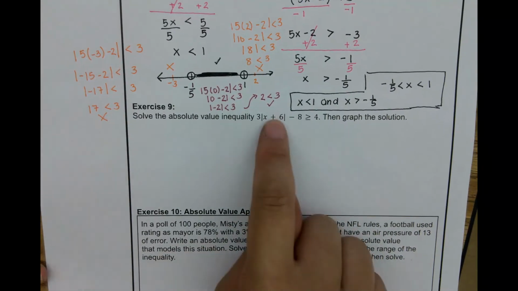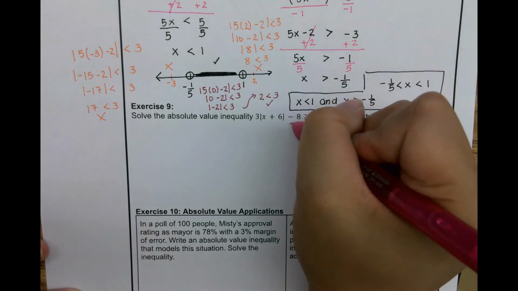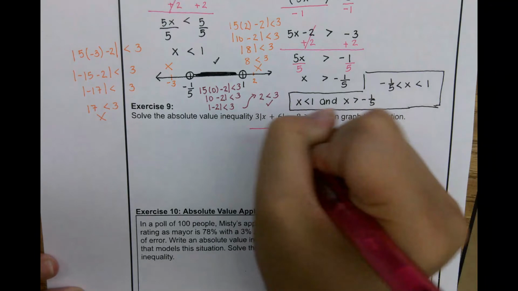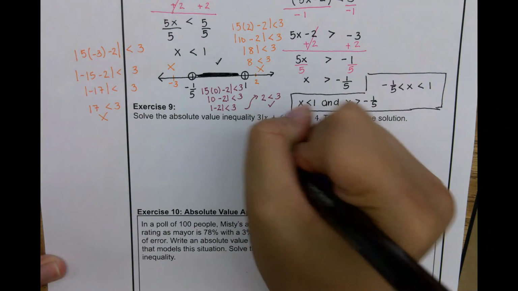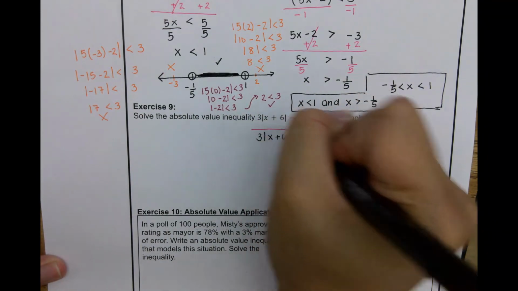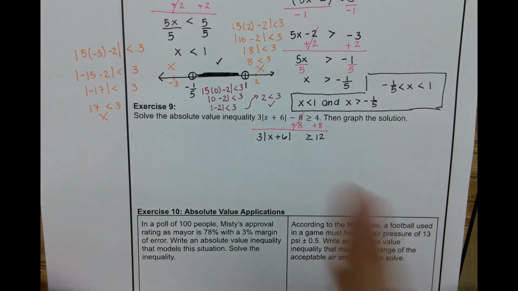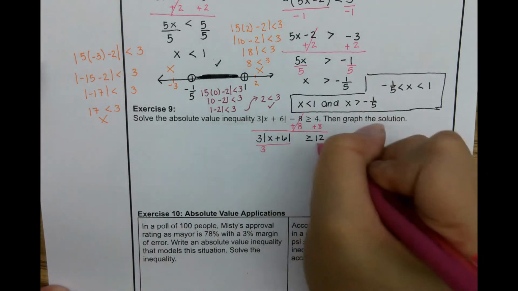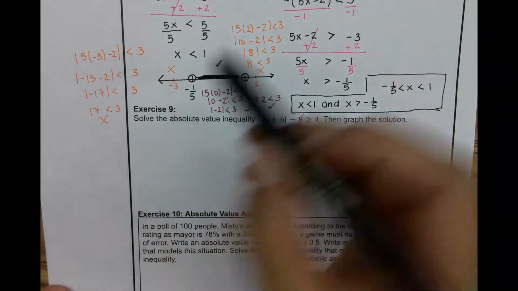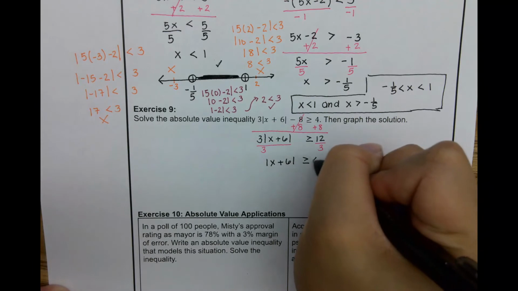So first, I need my absolute value by itself. So I'm going to get rid of the minus 8 first by adding 8 on both sides. So add 8, add 8. Okay. Gets rid of it here. So I'm left with 3 times the absolute value of x plus 6 is greater than or equal to 12. Then, since it's 3 times that absolute value, I'm going to get rid of it by dividing by 3. 3 divided by 3 is 1, so now it's just the absolute value of x plus 6. 12 divided by 3 is 4.